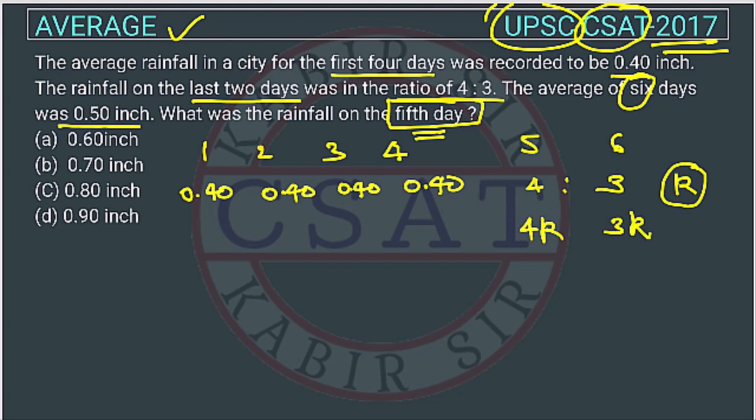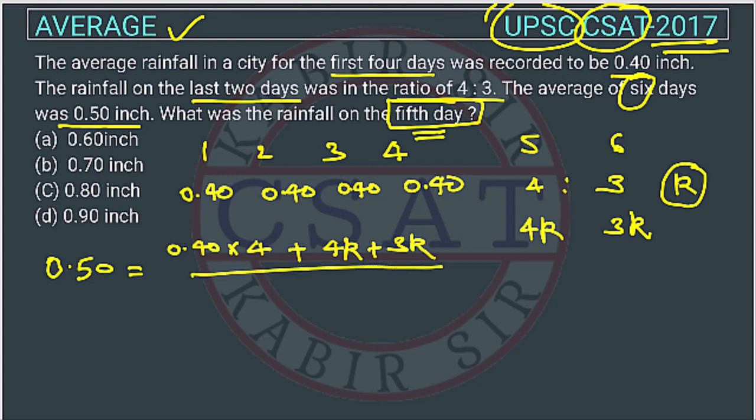So now we will make the equation, right? So what is given? We have to just make the equation. The average of 6 days is given, 0.50, right? So all these 4 days, this will be 0.40 plus 0.40 plus 0.40 plus 0.40, or I can write directly multiply by 4, plus 4k plus 3k, upon how many days? 6 days, right?